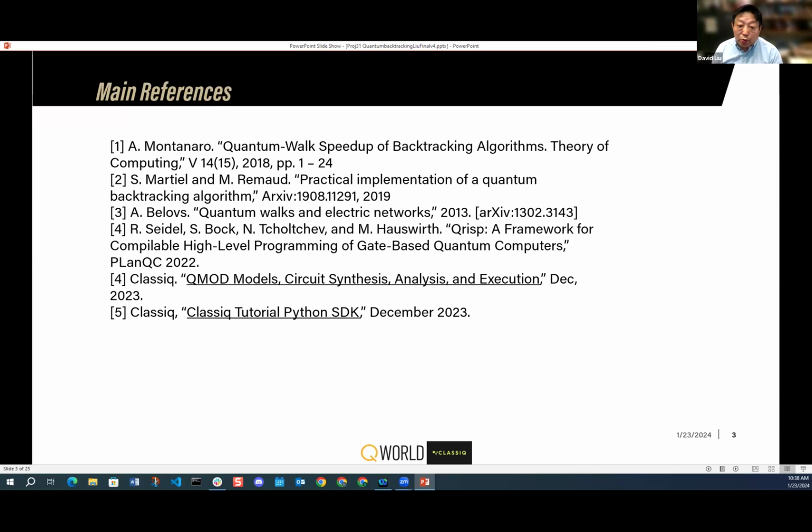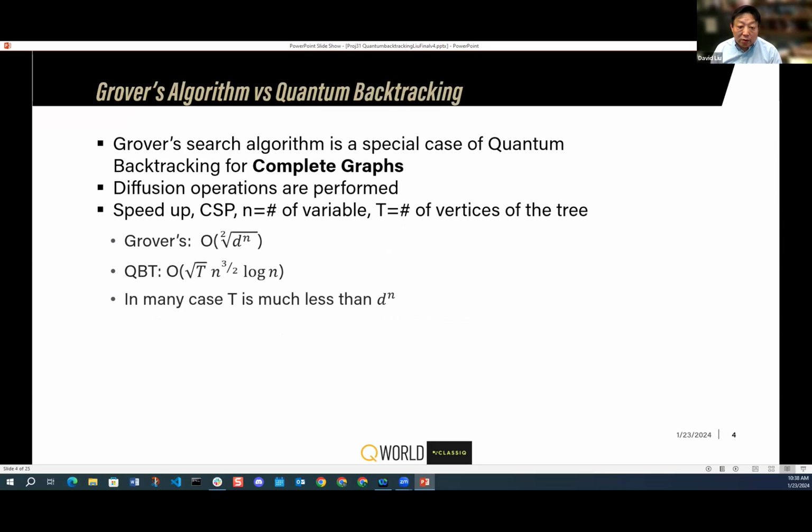The first one is the reference, which basically gives the theoretical background on how you get the speedup, and the idea of how to compare performance. Grover needs a square root of the total possible vertices, but in real life only a few vertices need to be traversed. So quantum backtracking performs really well if T is much less than d to the power n.